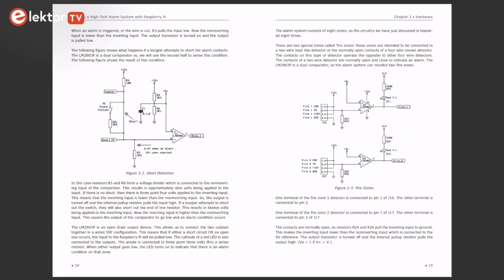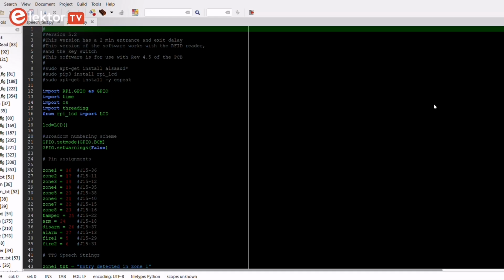Now you might be wondering, why do I need a high-tech alarm system? Well, the applications are vast, and this book seems to guide you through the process seamlessly. The alarm system presented here uses Python software on the Raspberry Pi combined with some elementary electronic circuits.